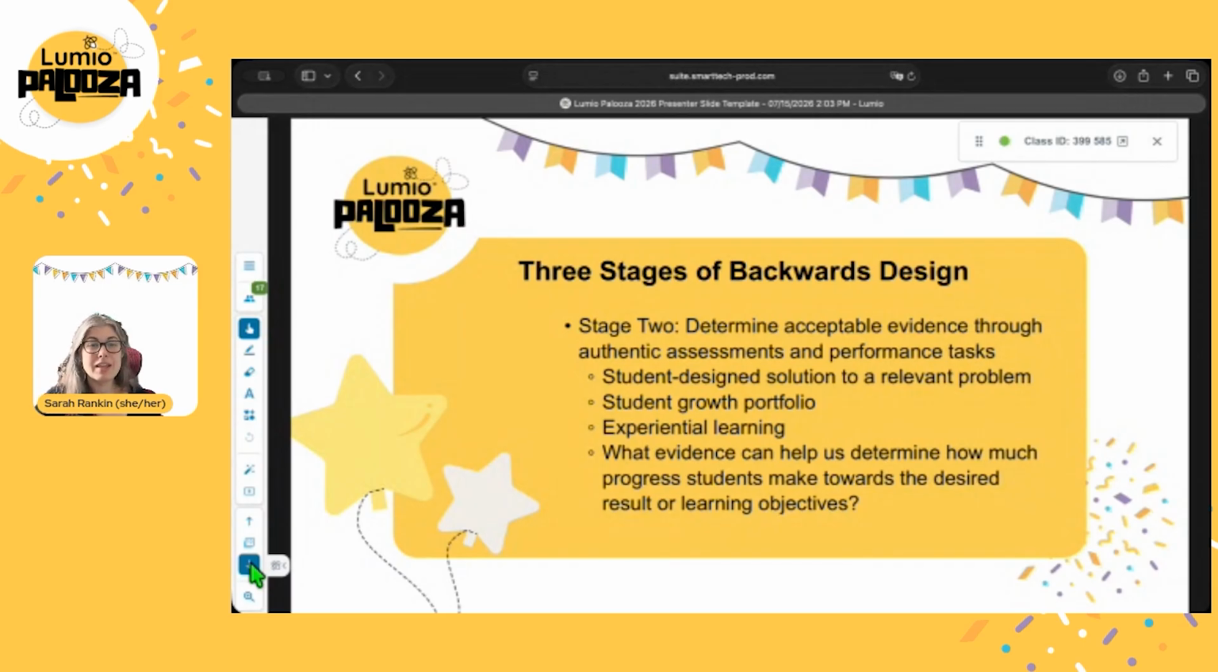And the key question to ask ourselves here about this second stage of finding that acceptable evidence is, what is the evidence that's going to help determine how much progress has been made? So not just that there has been progress, but how much progress has been made towards that learning objective.